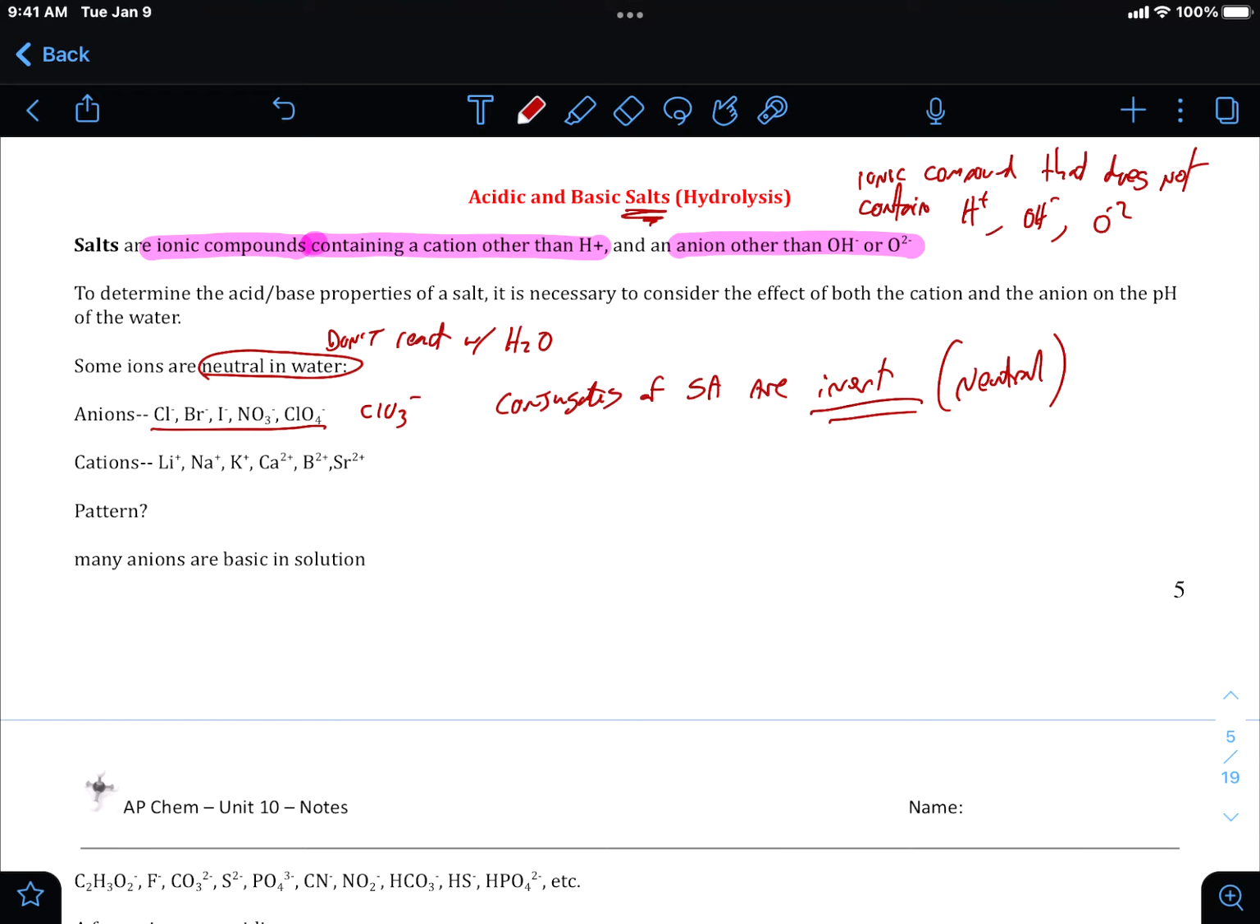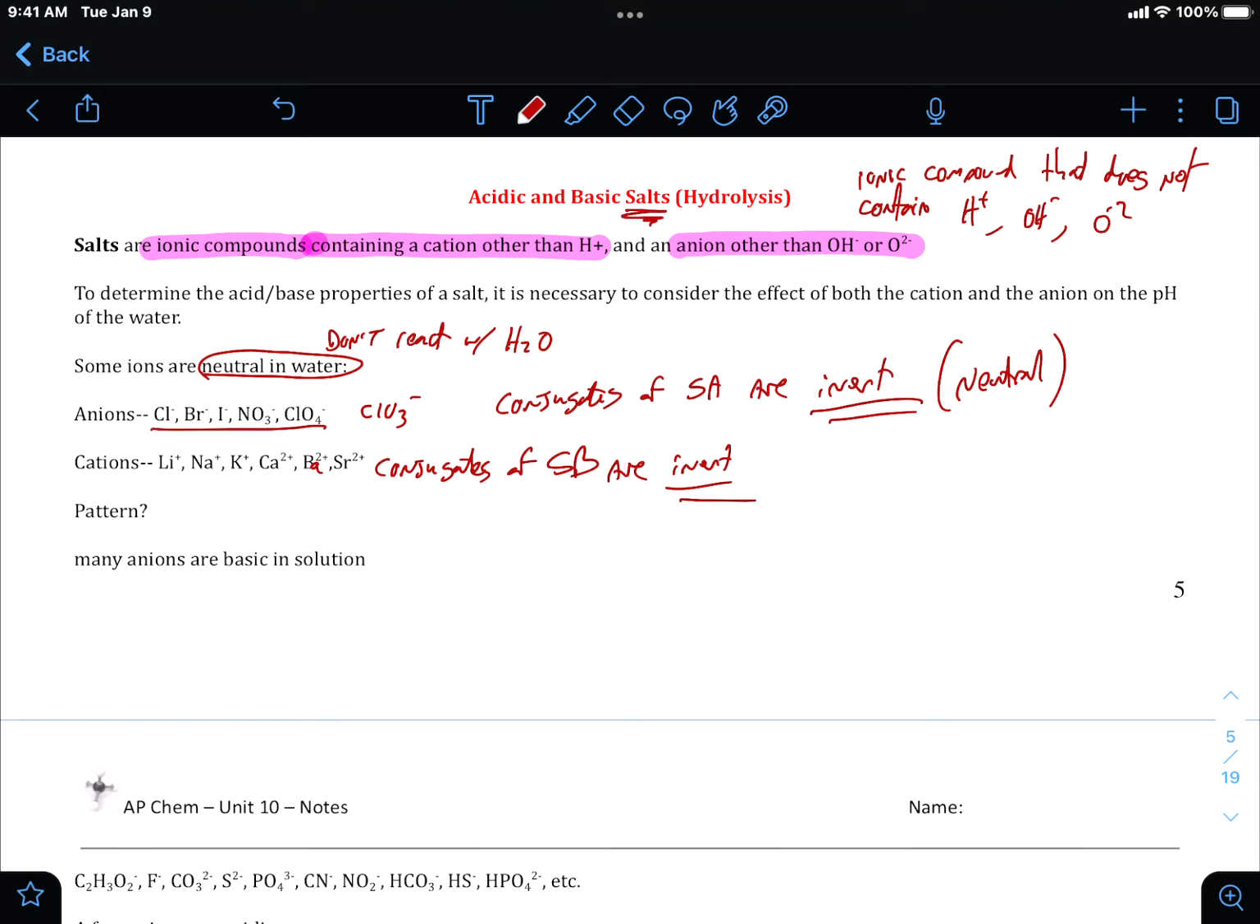Okay, let's look at some cations. Lithium, sodium, potassium, calcium, barium, strontium. Where are those from? Strong bases, right? Conjugates of strong bases are inert also.